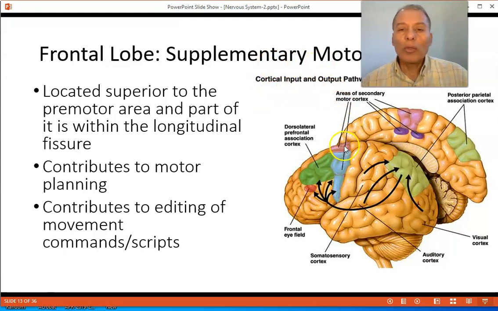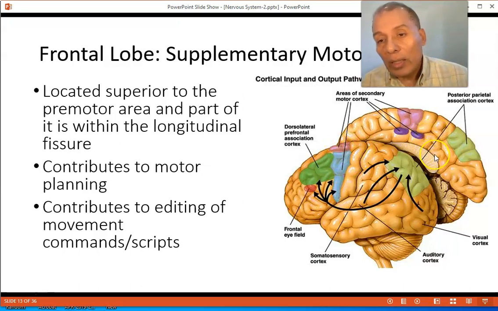Know that it lies on the superior segment of the premotor area, and it is continued between the two hemispheres. It contributes to motor planning. It contributes to editing of movement before you perform it, and also it contributes to generating the script for movement and for linguistic planning.